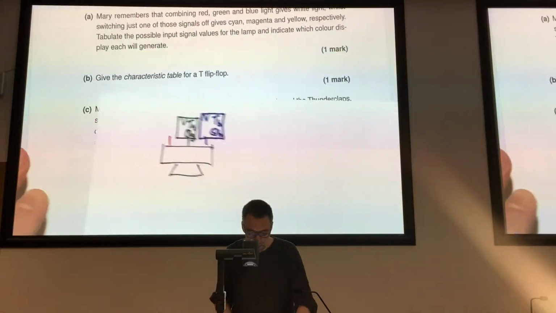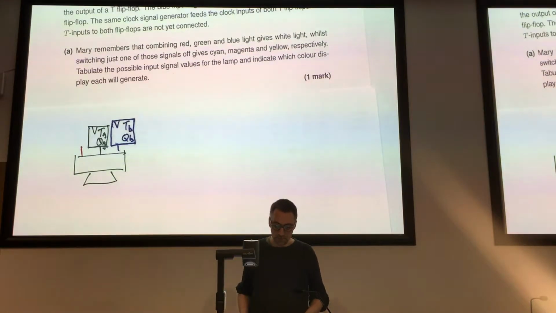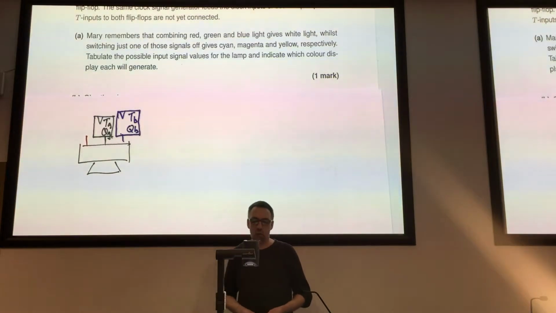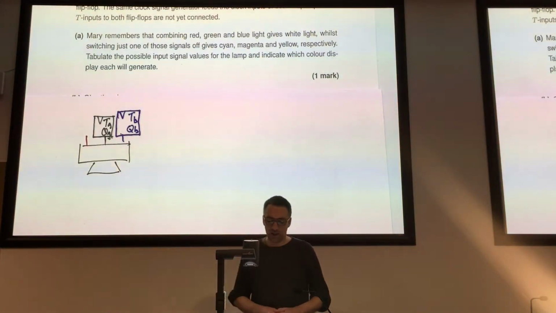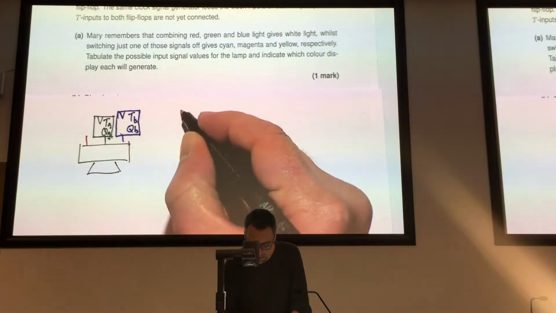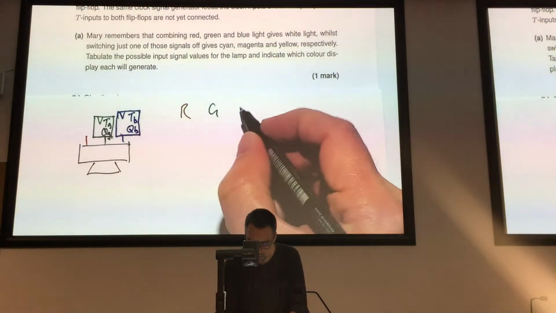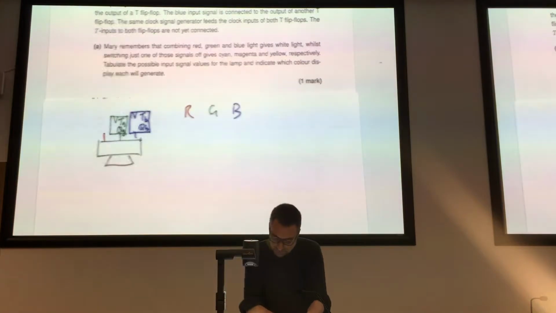Okay, so for part A, let's get part A on the page. Mary remembers that combining red, green, and blue light gives white, while switching just one of those signals off gives cyan, magenta, and yellow, respectively. Tabulate the possible input signals for the lamp and indicate which color display each will generate. So we've got red, green, and blue. And I better draw a truth table.